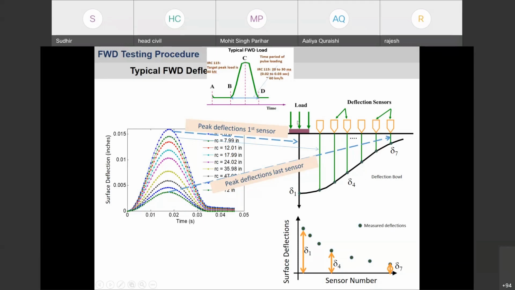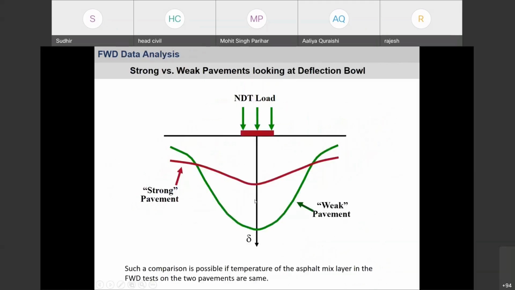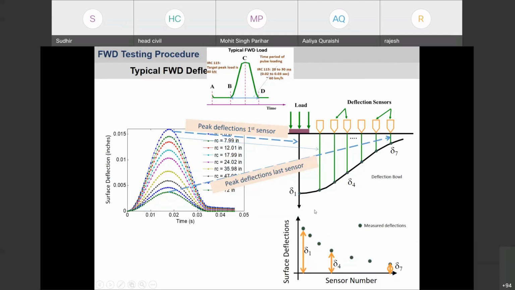Okay, so if you plot surface deflections with sensor numbers or radial distance, you will see a plot similar to what I'm showing you in this schematic, right? Surface deflection versus sensor number. So this plot is called a deflection bowl because it almost looks like a bowl, right?